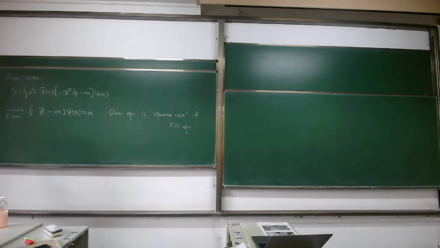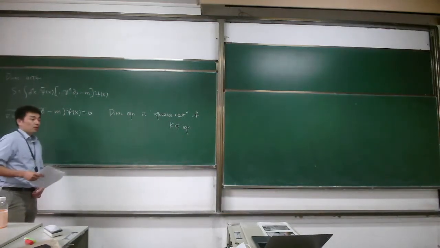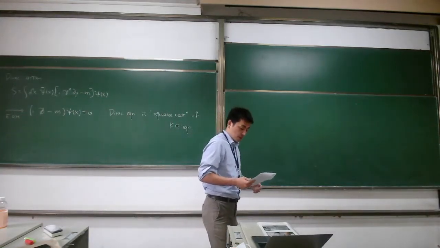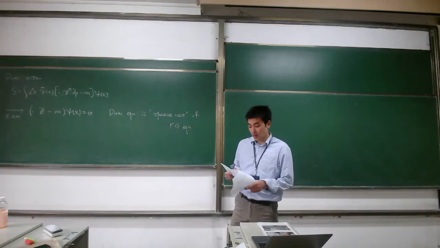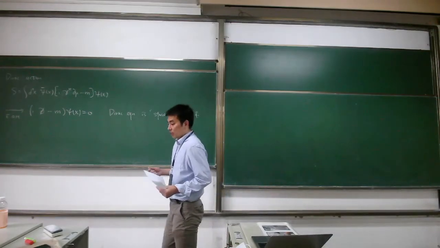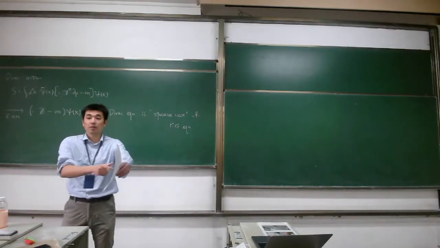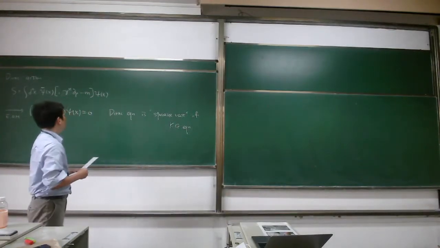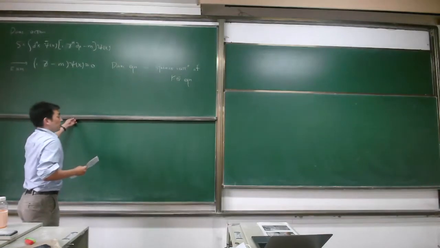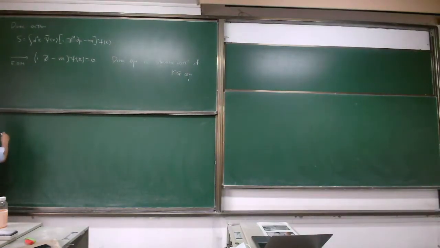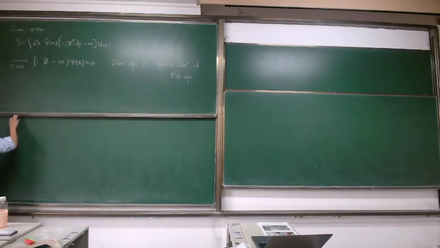Let's get started. So last time we learned how the fermionic field is transformed under Lorentz transformation by using the Clifford algebra. Let us recap last time.